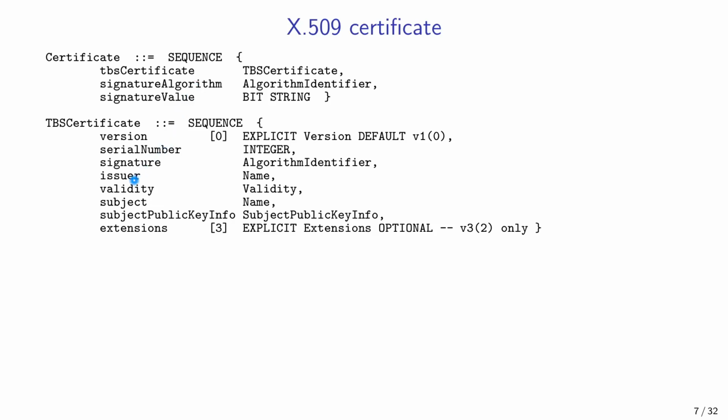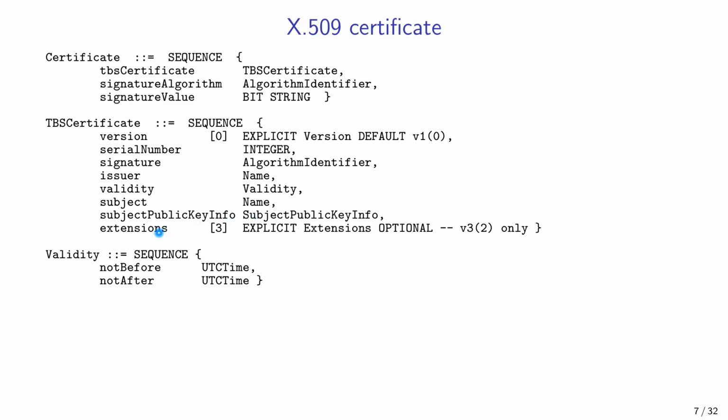Then the issuer's identity, the period of validity, which is encoded as 2 dates, not before and not after, specifying the period for which this identity assertion should be considered valid. Then we have the subject's identity describing the subject, and the subject's public key encoded as the subject public key infrastructure, which you already saw in the previous lectures.